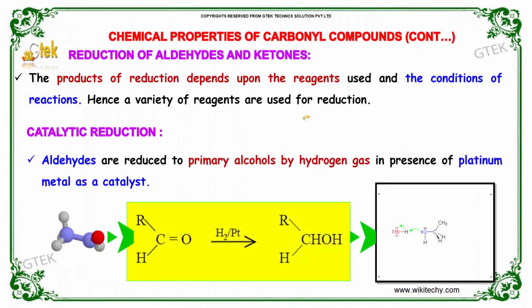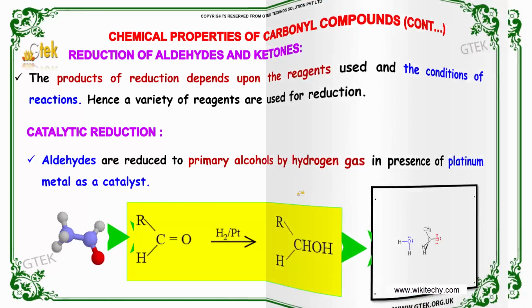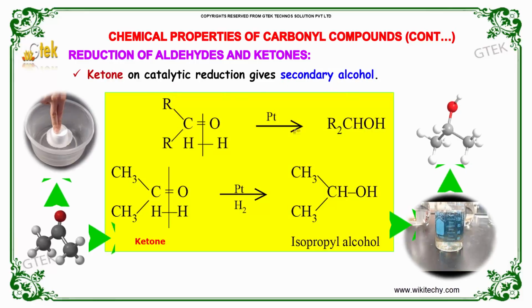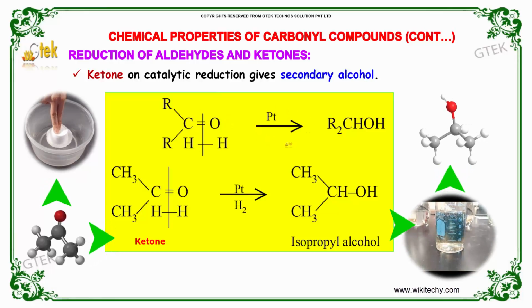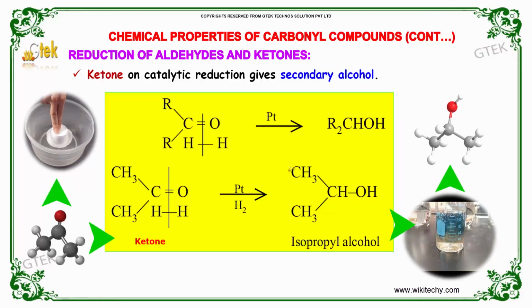The products of reduction depend upon the reagents used and the conditions of the reactions. Hence, a variety of reagents are used for reduction. Catalytic reduction. Aldehydes are reduced to primary alcohols by hydrogen gas in the presence of platinum metal as a catalyst. Ketone on catalytic reduction gives secondary alcohol. We can see here, when this ketone is made to react with a platinum catalyst, it produces secondary alcohol, and for the example taken, it produces isopropyl alcohol.